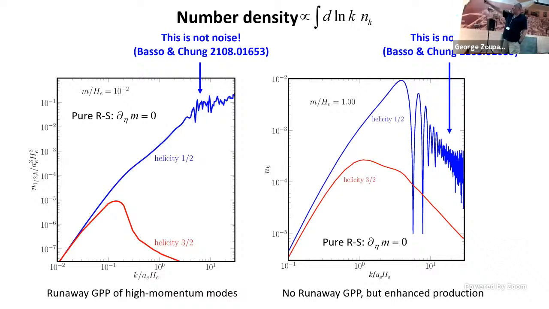And if m over H is larger than 0.4, here's an example where it's 1, the helicity 1/2 is still larger than the helicity 3/2, but eventually, since it doesn't touch zero, it will not blow up.